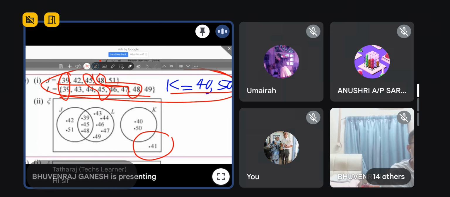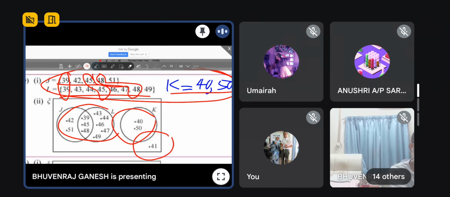Okay? So let's say you see here, there is no 41. Correct? Okay, so 41 does not belong to J, K, and L. So that's why it's outside of the universal set. Okay? So can you all get it, guys? Especially those who say it's very hard to fill in.